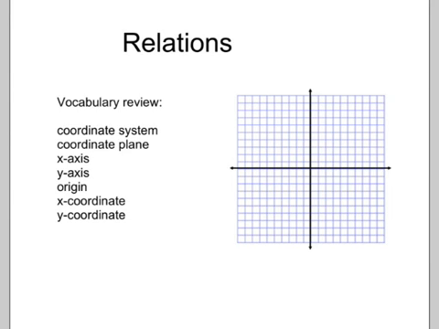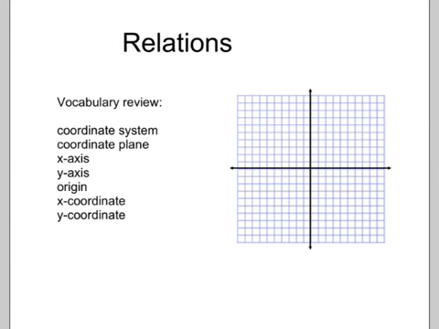Okay, this will be your notes for lesson 1-6. It's on relations. And all a relation is just a set of ordered pairs. If you look at your vocabulary, you will see that a relation is just a set of ordered pairs.